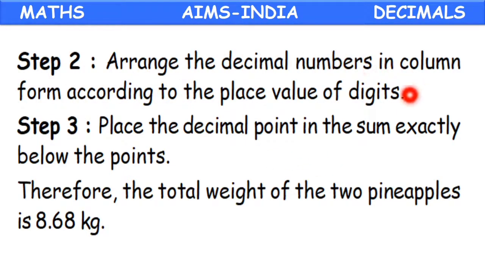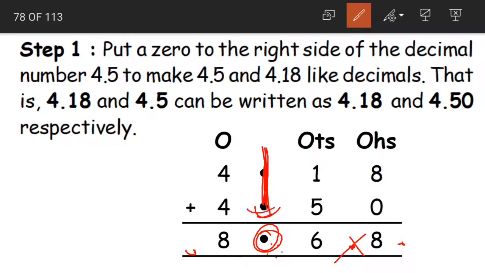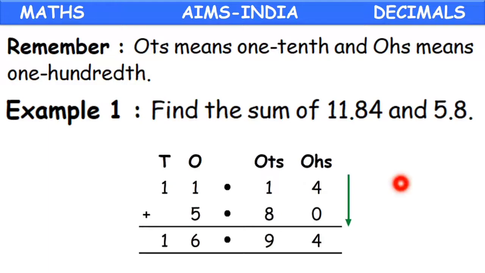Yes, we have to arrange the decimal numbers in column form according to place value and place the decimal point in the sum exactly below the points. See, exactly below the decimal points are here, so I have to keep my decimal point also here. I cannot keep the point here or here, children. You have to follow the same pattern as given in the question.